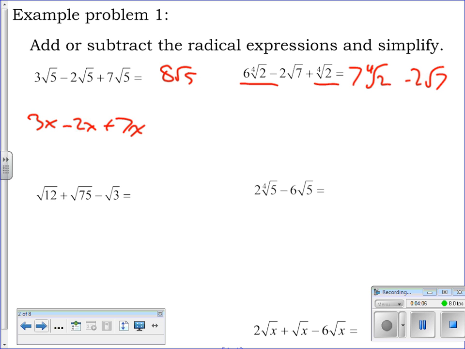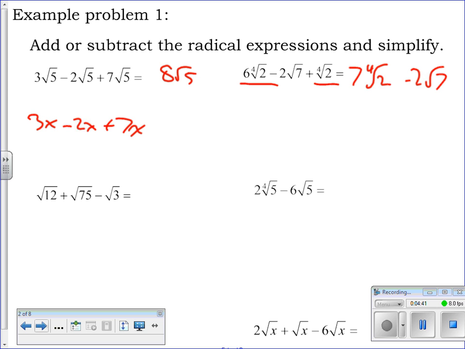Not too bad. And you look at the next one and you're going, yay, they're not like radicals, so I don't have to do anything. And I'm like, no, wrong. You have to try to simplify them if you can. I look at it, no, they're not like radicals, but we do know how to simplify radicals. Pull out the squares, that kind of stuff. So I have to look at this, root 12, root 75, root 3. Can I make them like radicals? Can I simplify them?